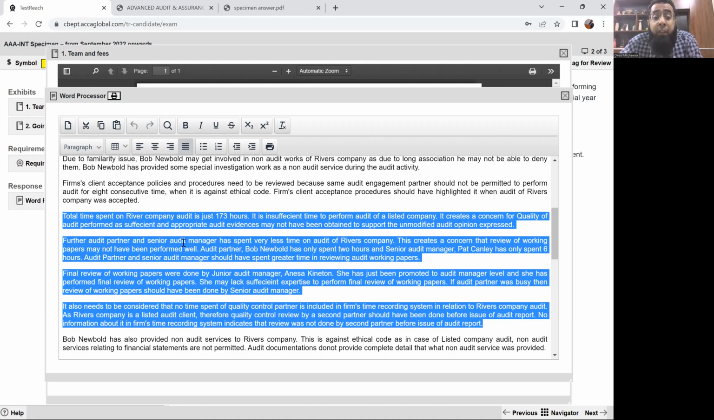Then further, the audit partner and senior audit manager spent very little time. This creates a concern that review of working papers may not have been performed well by the audit partner. Okay. Then final review of working papers was done by the junior audit manager. Okay. And we also referred to the fact that it also needs to be considered that no time was spent by the quality control partner. So we identified a few additional issues also.